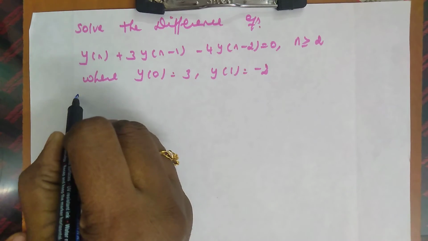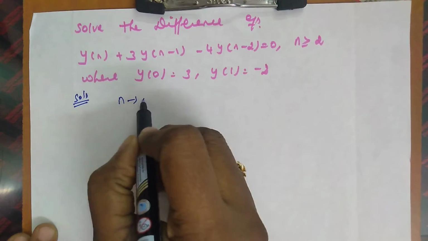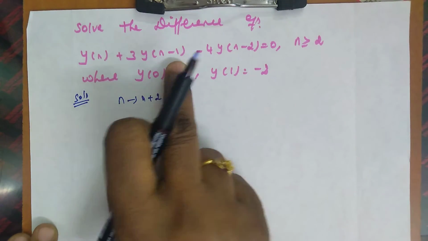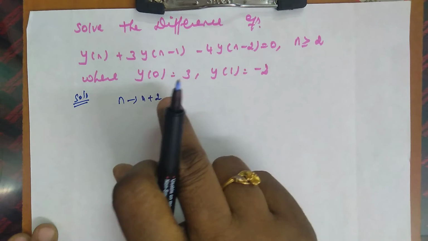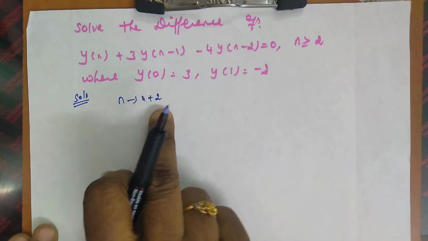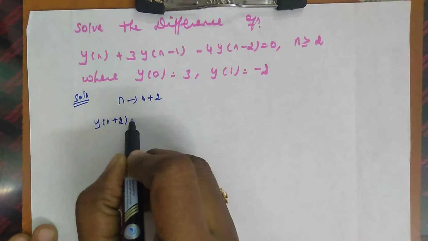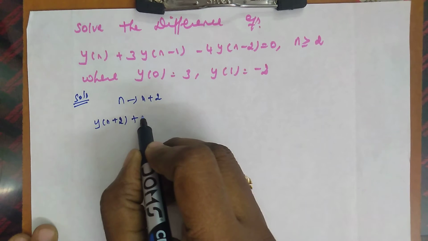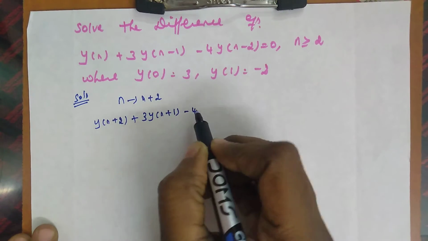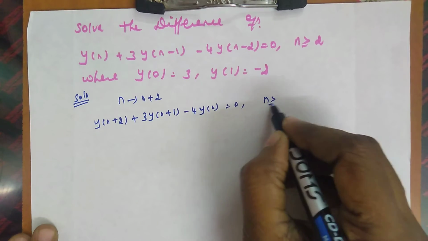So in this question what we are going to do is replace n as n plus 2. Because look at the question, it starts with n, n minus 1, n minus 2. So to bring the regular form of difference equation, we are replacing n as n plus 2. So what will happen? y of n plus 2 plus 3 into y of n plus 1 minus 4 y of n equals 0 where n greater than or equal to 0.